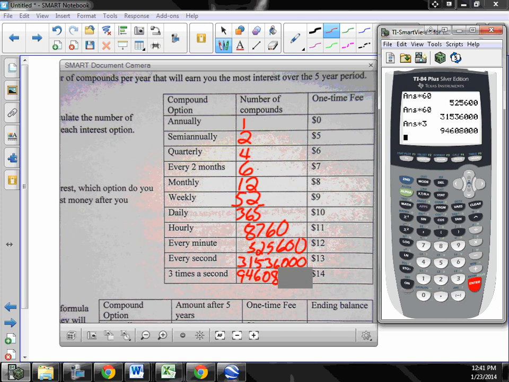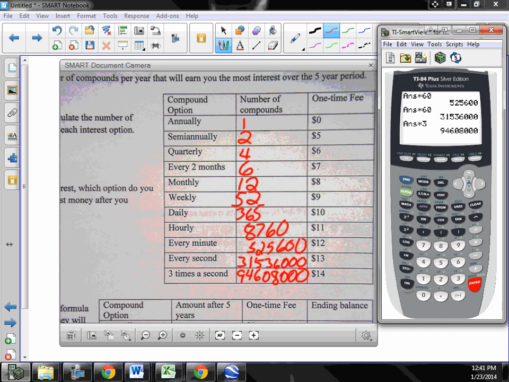Next to those numbers are the one-time fees that are going to be charged at the end of the 5-year period. So if you pick monthly, they're going to compound your interest 12 times per year for 5 years, but before you take your money out, they're going to charge you $8. So if you had to guess, which account do you think is the best deal? Which one is going to yield the most amount for 5 years? One of them is going to be more than all of the others.